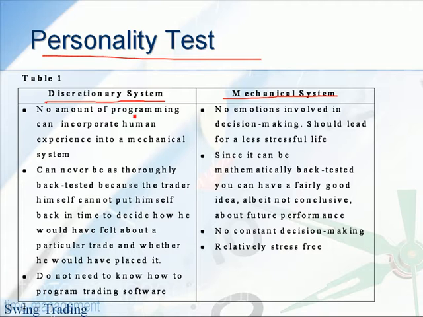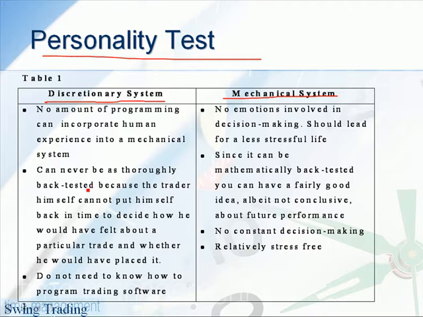Well, the advantage with the discretionary system is that no programming knowledge is needed. In other words, you don't need to be able to program computer software trading systems in order to do that. And you can incorporate human experience into a discretionary system, and you can't incorporate that into a mechanical one. No amount of programming, which is what you would use for a mechanical system, can incorporate human experience. So a discretionary system should be better because the human brain is a better computer.